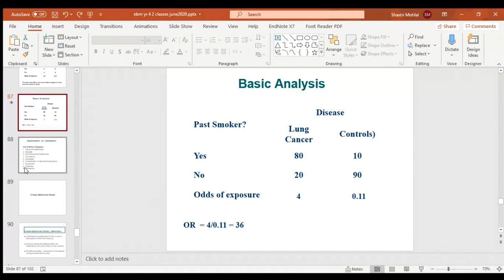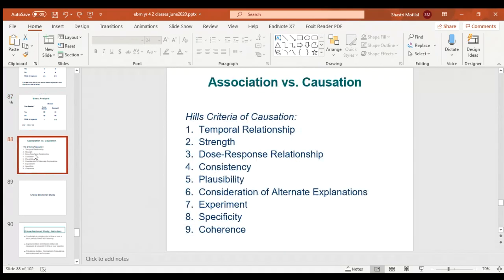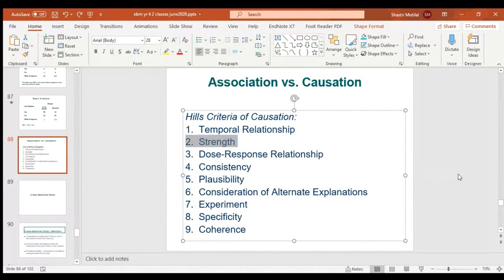But before you say, well, does that mean smoking causes lung cancer? It doesn't mean smoking causes lung cancer. What it means is there's a strong association between smoking and lung cancer. And as you can see from this list, that's just one out of the many criteria we use to say that a particular factor causes disease. There are 8 or 9 other criteria that should be addressed before you could say a particular factor is causing a particular disease.